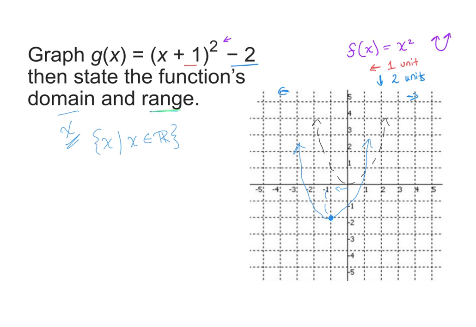My range is a little bit different. My range is my y value, and clearly I don't go infinitely down here. I actually have a starting point. My starting point is at -2. And so this is going to be y, anything bigger than -2, and it includes -2. And so it's going to look like that.